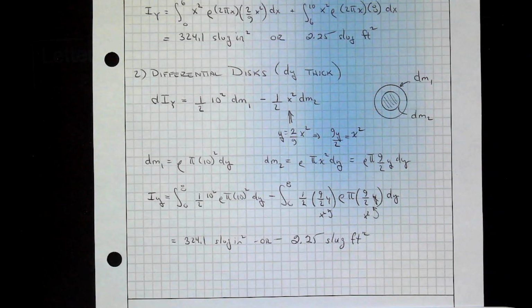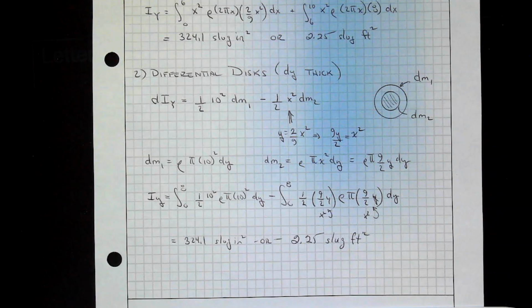Now, we need to get from 6 to 10. So as we integrate from 6 to 10, we have the x squared, we have the rho, and 2 pi x is still the circumference. Now the height is just always 8, dx. This is a straightforward integration in x. If you do that, and you can check the numbers, you'll come up with 324.1 slug inch squared.